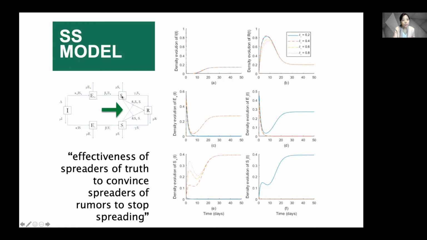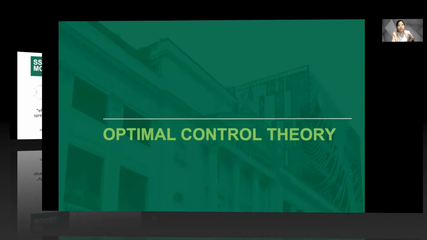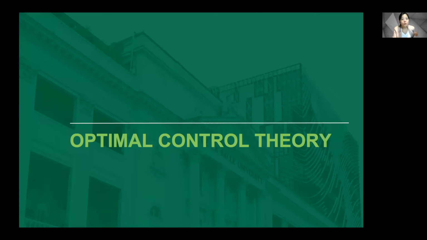In these simulations, we try to change the parameter delta, which pertains to the effectiveness of the spreader of truth to convince the spreader of rumors to stop spreading rumors. How convincing or how much effort should this spreader of truth make in order to get the spreader of rumors to stop spreading rumors? Now we move on to the applications of optimal control theory.